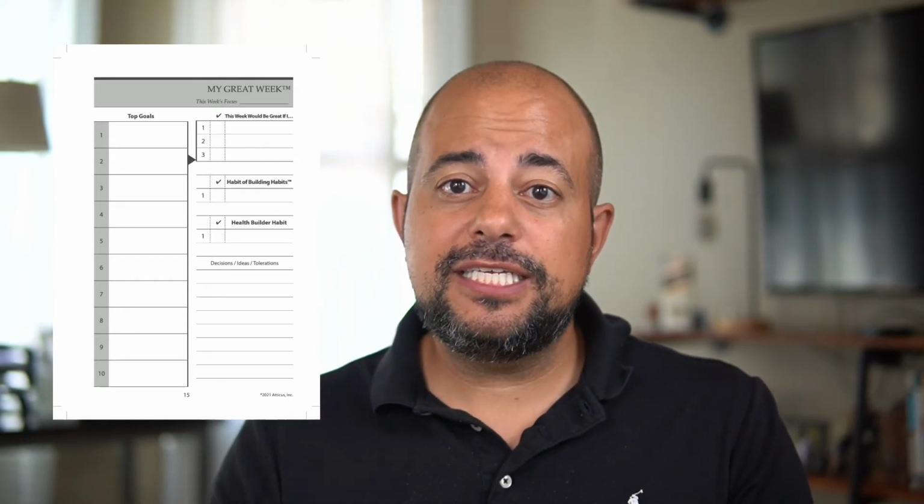The next page after that talks about My Great Week, and you're going to select 10 things that would make it a great week for what's coming up if you were able to accomplish it. And from there, distill down 3 top things that it would be a great week if you just knocked out those 3 themselves. Then from there, you're going to have your health builder habits as well as your habit of building habits. And then below there, an opportunity for you to write down some decisions, ideas, or tolerations.